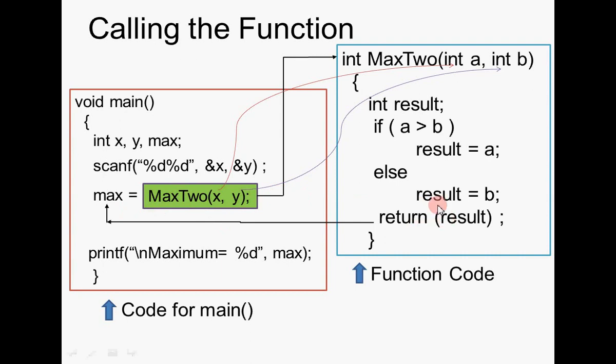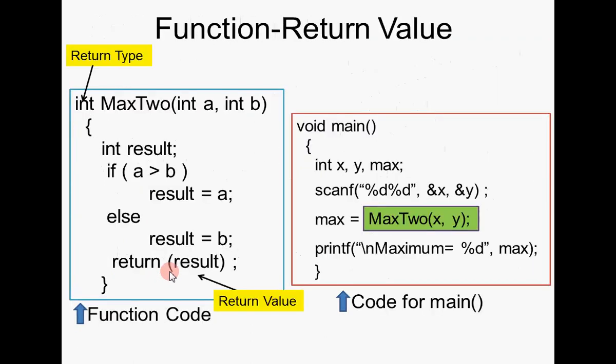This return will have the value returned to the name of the function, max2, which is the value in the result, and it will be assigned to max here in the main program. So this will give the result of the maximum of x and y and give it to max, and we'll print it here. That will be my actual result of the maximum of the two numbers.